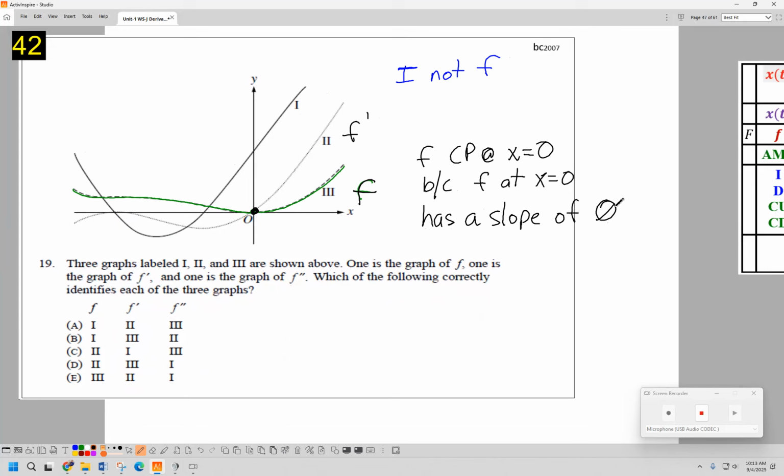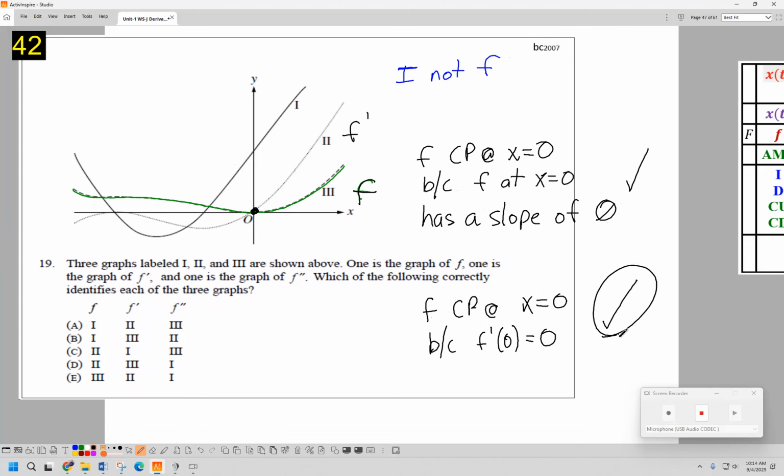Now, we can find that critical point a little quicker by saying f has a critical point at x equals 0 because f prime at x equals 0 is 0. So you can find the critical point on f doing this, or you can find the critical point on f doing this. In question 22, you have to use this method because you don't have a graph of f. Questions?